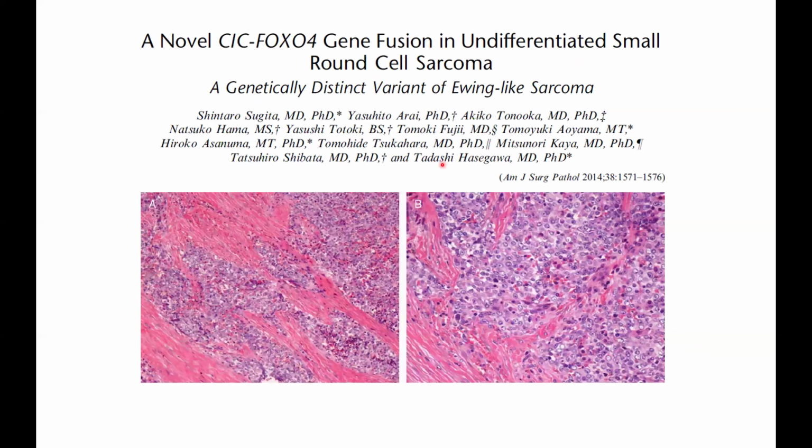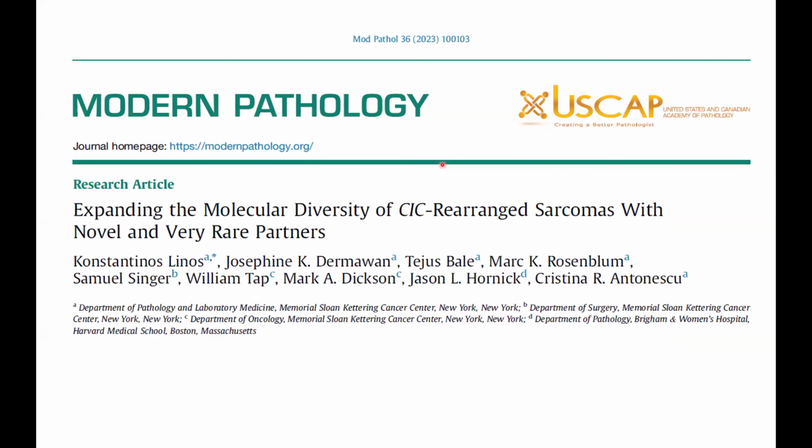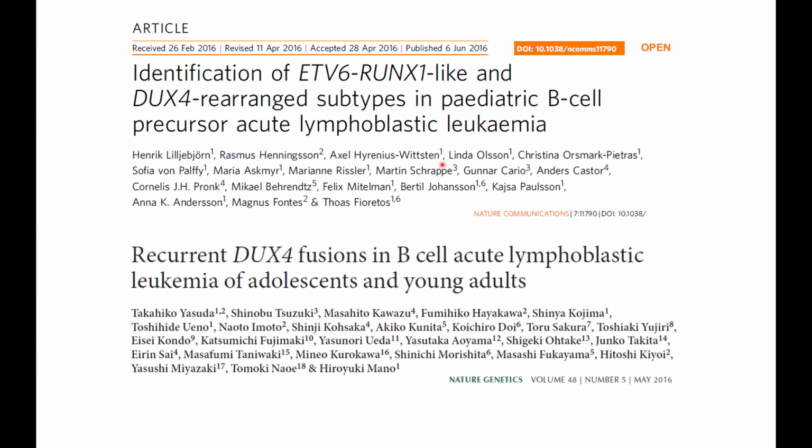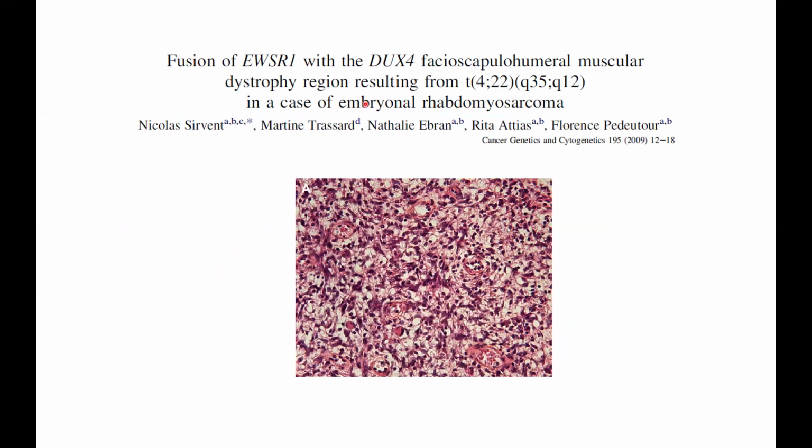And of course, it's going to work in CIC-DUX4, which is the great majority. But if you have a different partner like FOXO4 or other partners that we described, this immunohistochemical antibody obviously is not going to work. And even if it works, before you call it sarcoma, you have to make sure you're not dealing with a different lineage, because DUX4 rearrangements happen in lymphoblastic leukemia, for example, or rhabdomyosarcomas. This is a very old paper, but in any case, the specificity is not 100%.